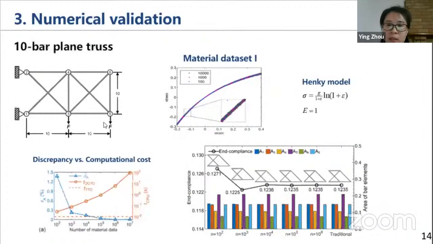To validate the data-driven topology optimization, we consider a benchmark 10-bar truss structure. For different data set sizes, the optimized bar areas agree well with the traditional ones. The relative discrepancy of the optimized results decreases along with the increase of the data size, but the computational cost increases.